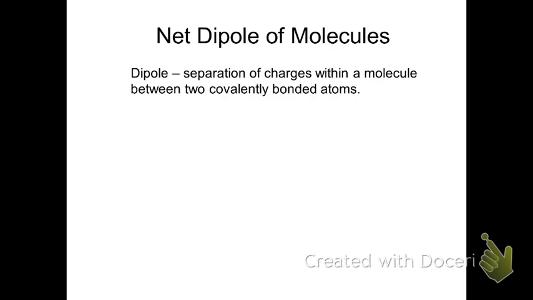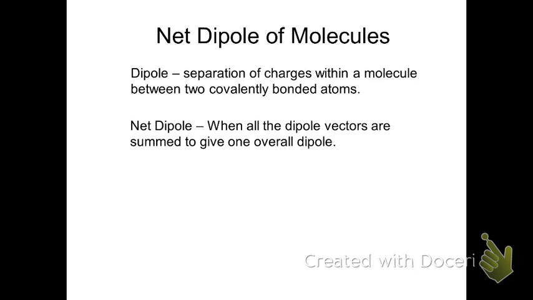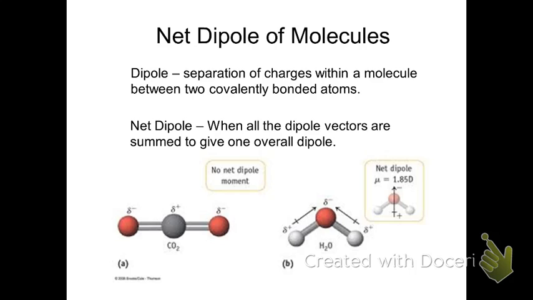Okay, so that's the definition for a dipole. Now let's talk about the definition of the net dipole. Net dipole is when you take all these dipole vectors and you sum them up to give one overall dipole. So in other words, you're adding up all the arrows that we were drawing in some of these molecules. Remember, some of these molecules had 3 arrows for each bond, and now we're going to actually add them together and make one overall dipole. Okay?